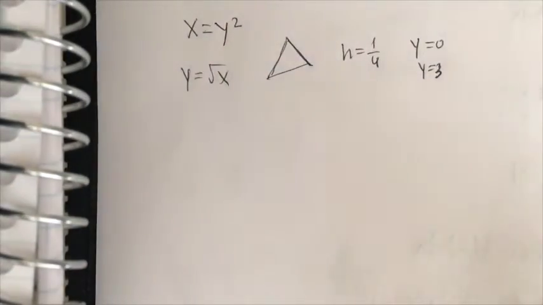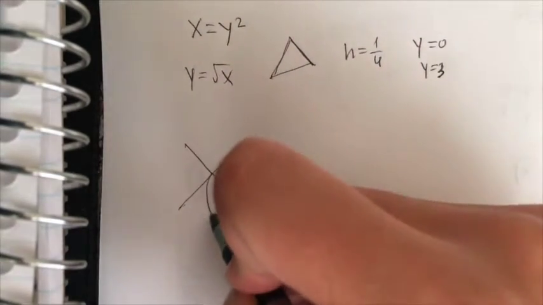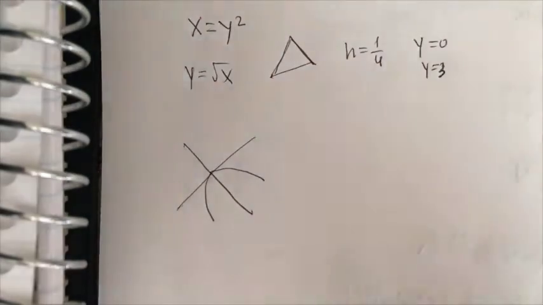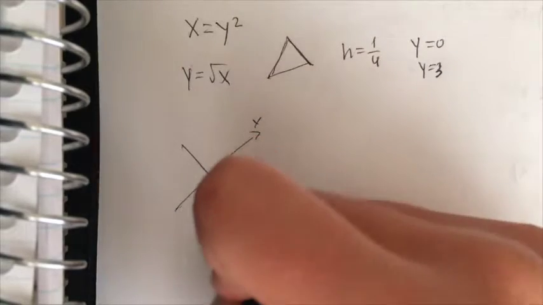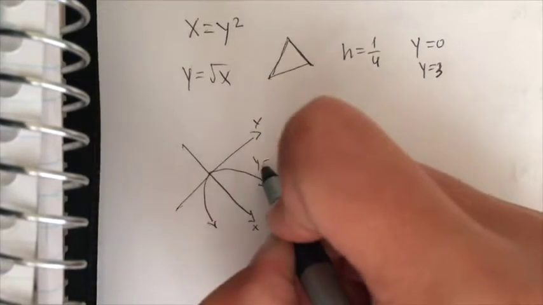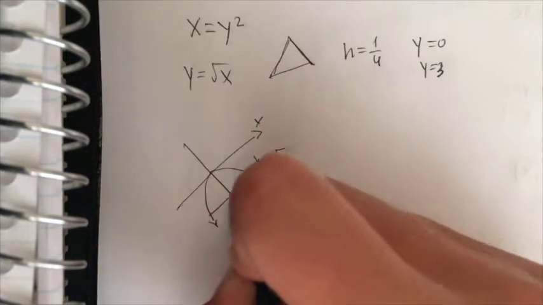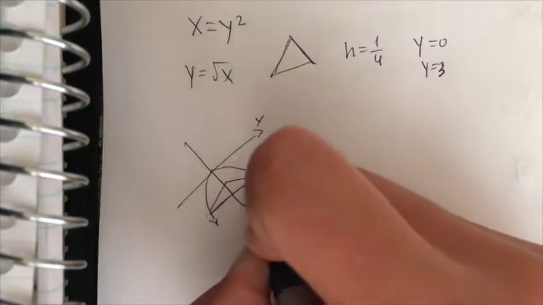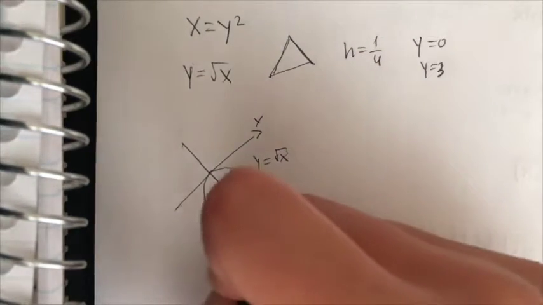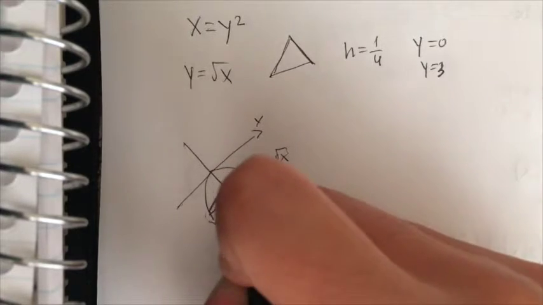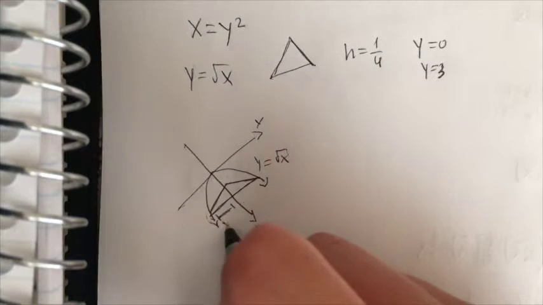Okay, so let's draw our graph. Y equals root x. So our y, this is our x, so this is our graph of y equals root x. And when we cut this graph, we get a cross section that looks like a triangle. Okay, so this half of the triangle, this part from here to here, will be square root of x.